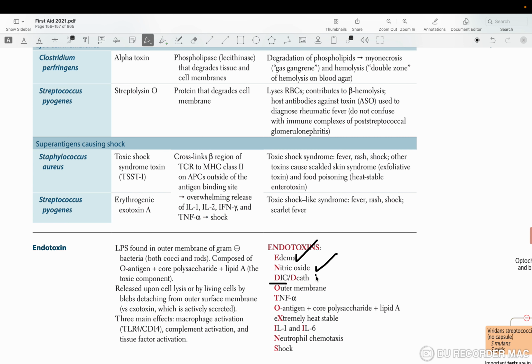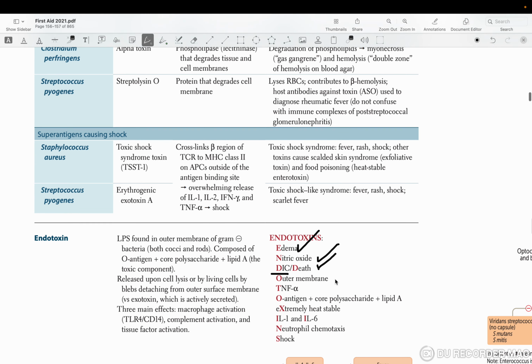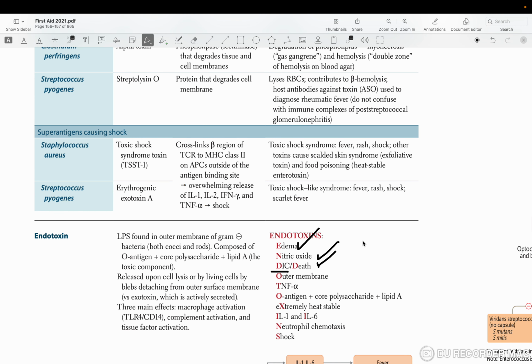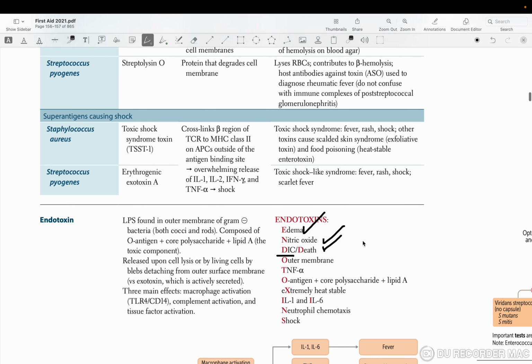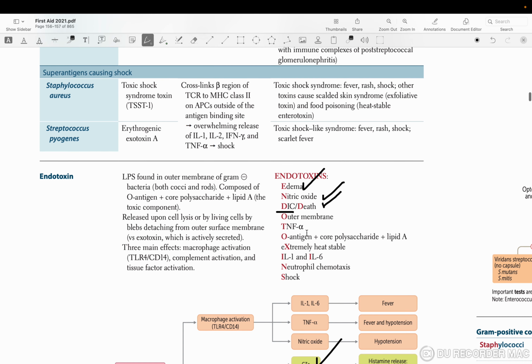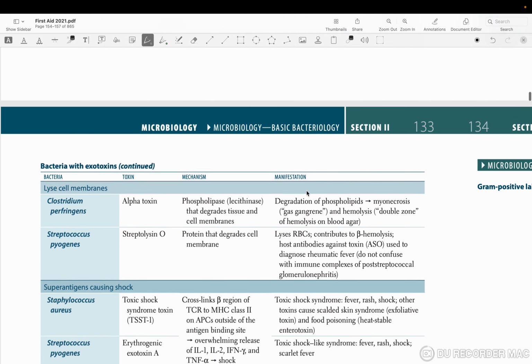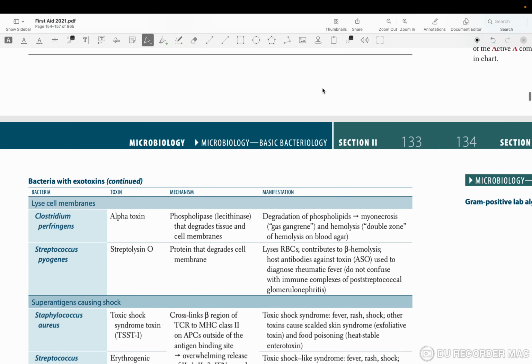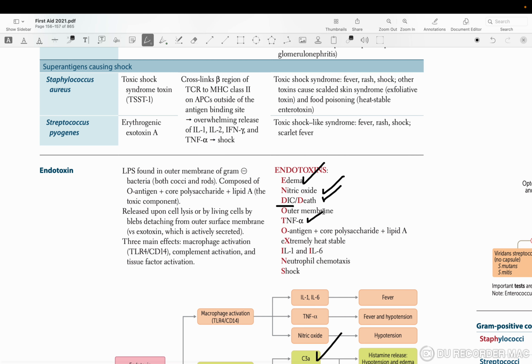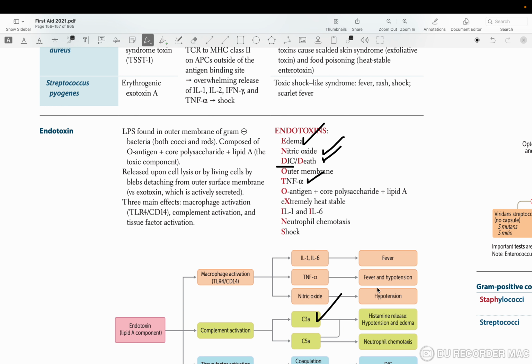What is tissue factor? Absolutely correct. And I want you to know that tissue factor is one of the extrinsic pathway factors. Okay, so DIC: the endotoxins are located in the outer membrane, as you can see here, and they can lead to release of TNF-alpha, which leads to fever and hypotension.